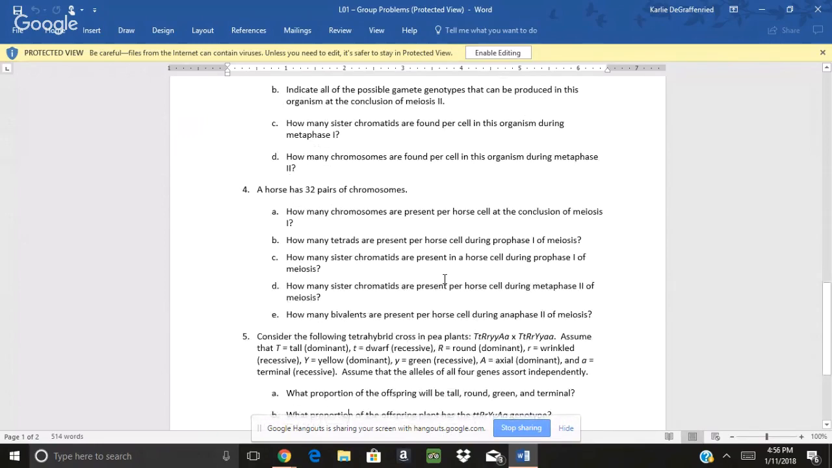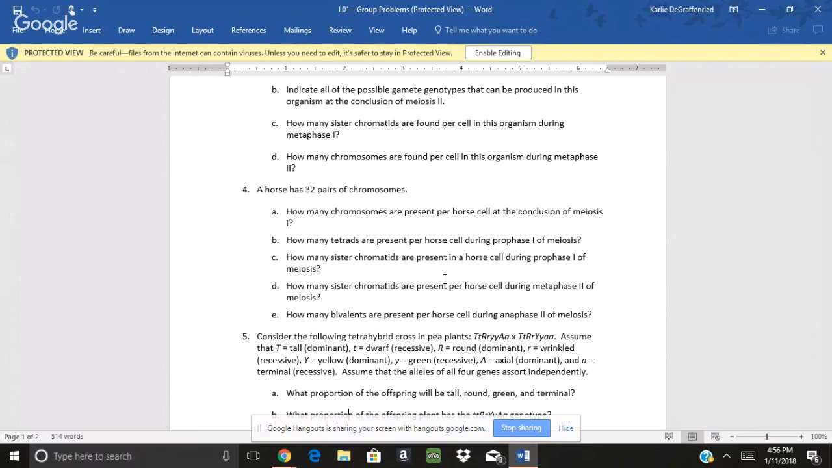A horse has 32 pairs of chromosomes. How many chromosomes are present per horse cell at the conclusion of meiosis I? Since there are 32 pairs, I think we can safely assume that there are 64 chromosomes at the conclusion of meiosis I. Part B, how many tetrads are present per horse cell during prophase I of meiosis? There should be 32 tetrads, I'm assuming, if all of those are paired up and if we're counting all of those pairs.